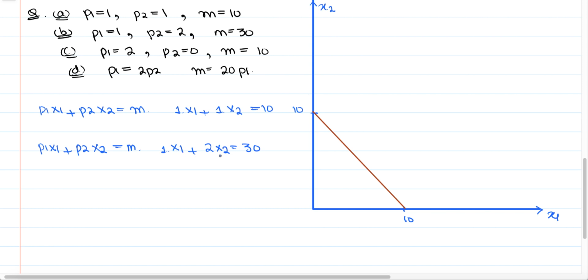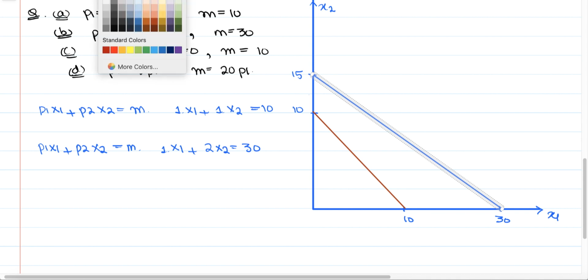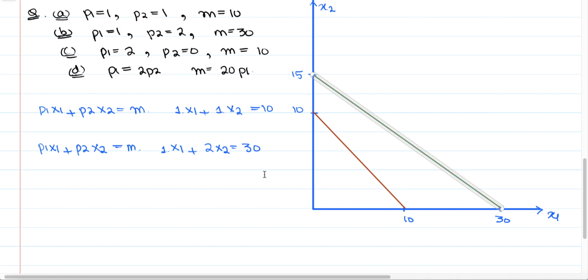So when x1 is 0, x2 is 15. Let's say somewhere here. When x2 is 0, x1 is 30. Let's say somewhere here. Something like this. And you have, let's say, this kind of budget line. This is the second budget line which you have. Well, then you have the third one.